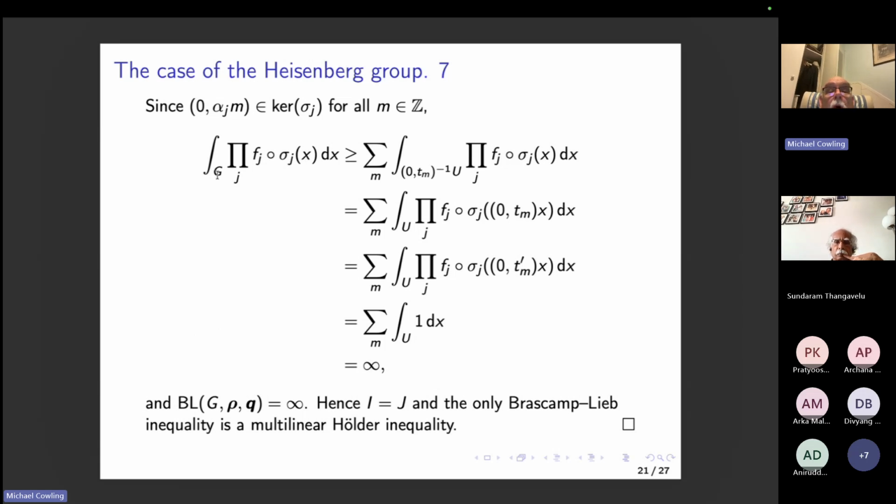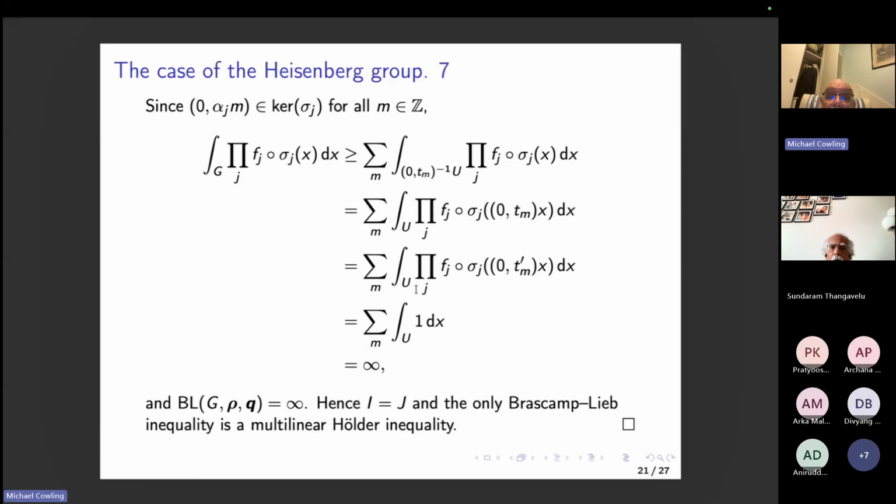Now, because I'm integrating over all of G, and these sets 0 Tm to the minus 1 U are all disjoint, then the integral over all of G is at least as big. I'm taking positive, or at least non-negative functions here, so there's no problem about this inequality. It's at least as big as this integral. And now I can do some changes of variable and put this inside the variable. And so now I just get an integral over U of some function.